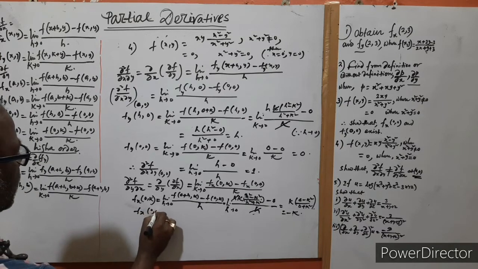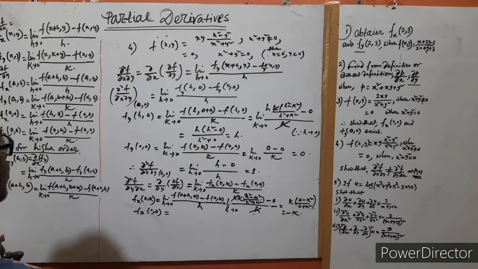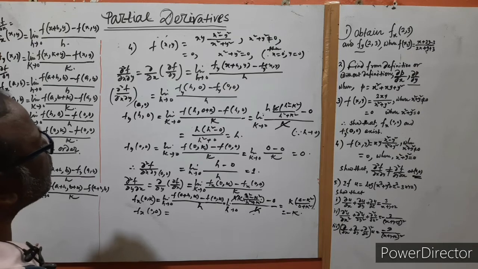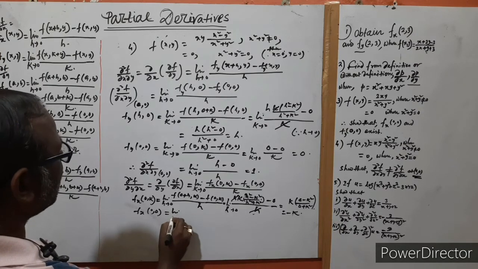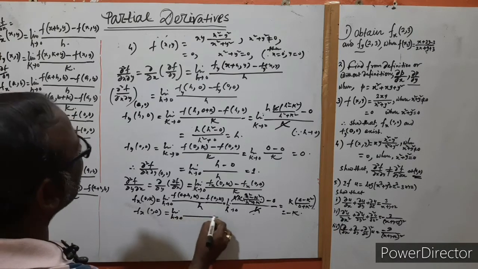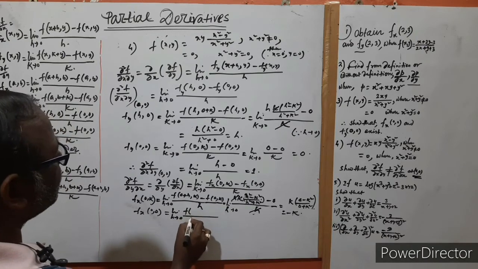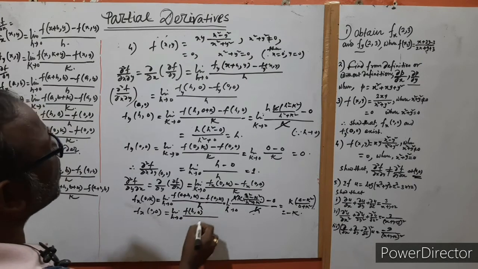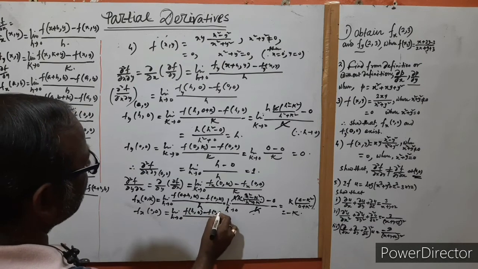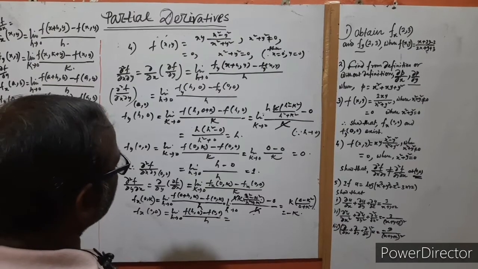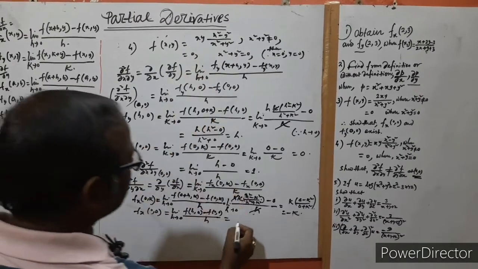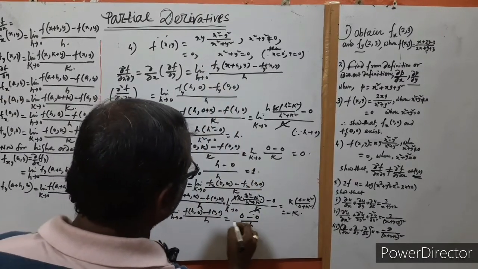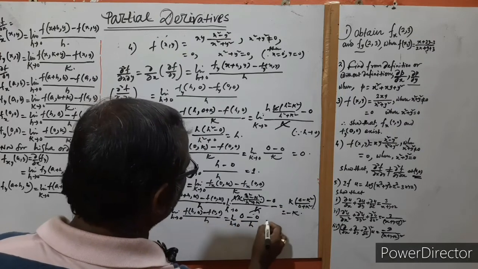Okay. Now f suffix x of (0, 0) is limit h tends to 0, f of (h, 0) minus f of (0, 0) by h. f of (h, 0), the whole thing is 0, and f of (0, 0) is 0, so 0 by h is 0.